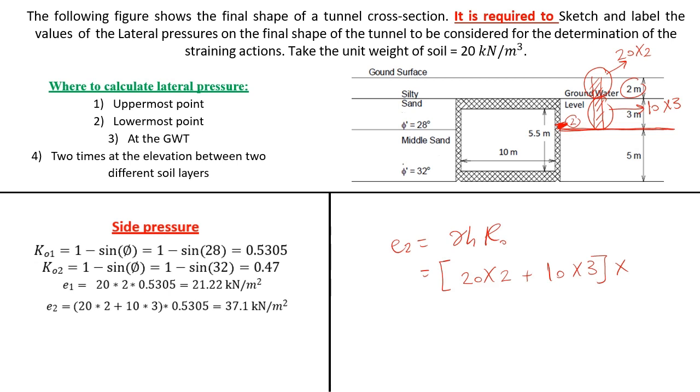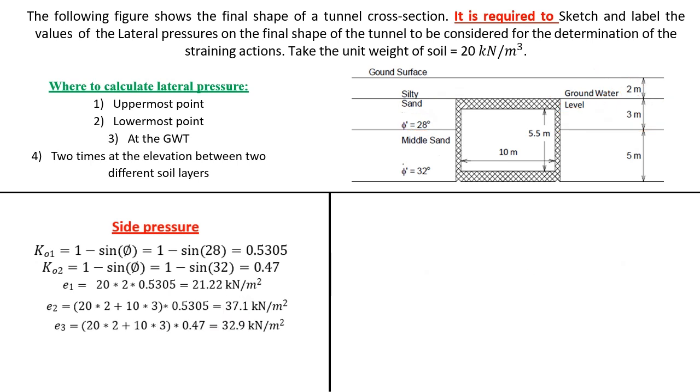Just keep in mind that your point, which is point 2, is on the top of this elevation, so it lies within the upper soil layer, which has a phi of 28 degrees. So you will use K01, which is 0.5305, the K0 value for the upper soil layer. This will give you a lateral earth pressure of 37.1 kilonewton per meter square.